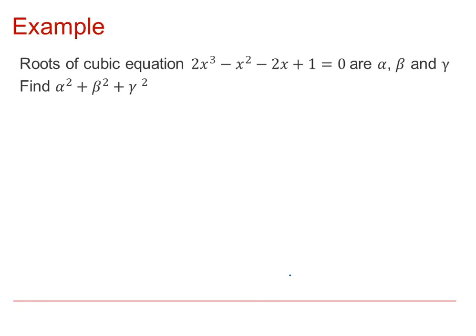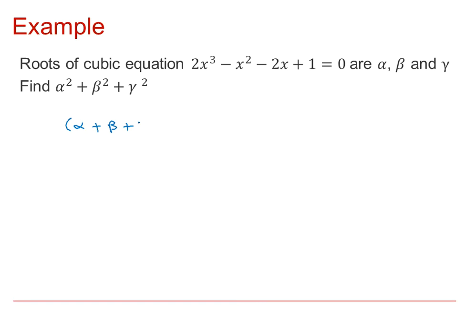So looking at the same cubic equation with roots alpha, beta, gamma, is it possible to find alpha squared plus beta squared plus gamma squared? What we want to avoid is trying to solve 3 sets of simultaneous equations for alpha, beta and gamma in order to find alpha squared plus beta squared plus gamma squared. But we can exploit quite a neat piece of algebra.